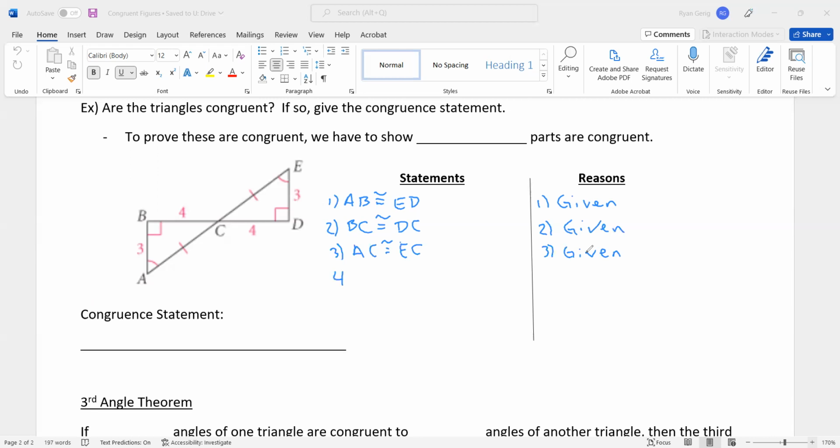Now we move to angles. Angle A is congruent to angle E. Again, that's given. So 4 of the 6 were given to us. 5.